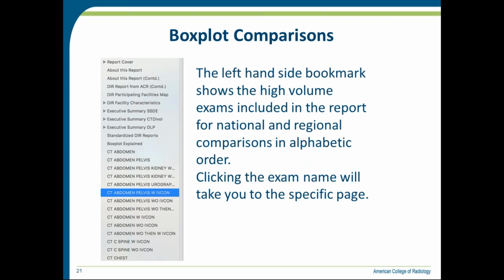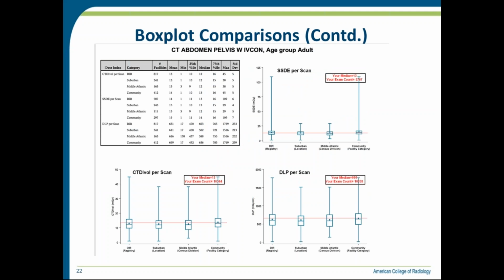When we use the box plot comparisons, the left-hand side bookmark shows the high volume exams included in the report for national and regional comparisons in alphabetic order. Clicking the exam name will take you to the specific page, so you don't need to scroll one by one. You can just click one of the exams if you're interested in that. This is a page showing all the box plots, so a table and the box plots, and I will show you how to use this in a minute.